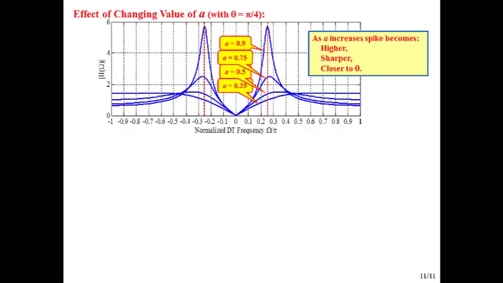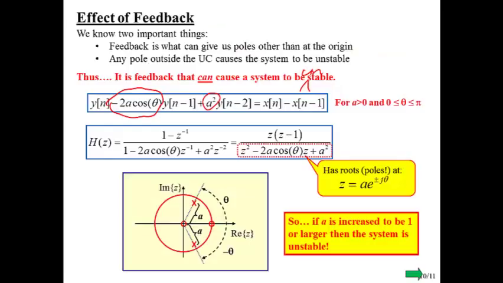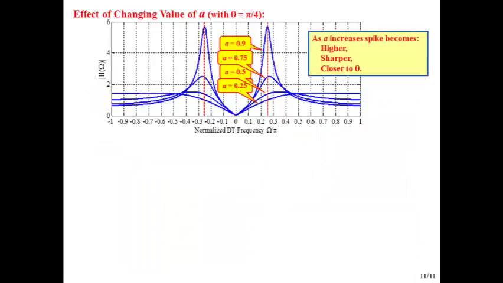So looking at the effect of that a, as I get a closer to 1, notice that the pole moves closer and closer to the unit circle, and the system becomes closer and closer to being unstable. But what that does is we get more and more of what's known as a resonant peak. So filters that have really high sharp peaks like that are filters that are really close to being unstable.